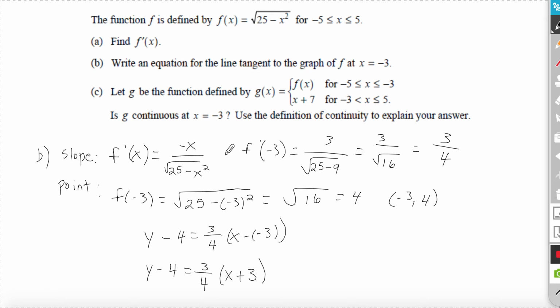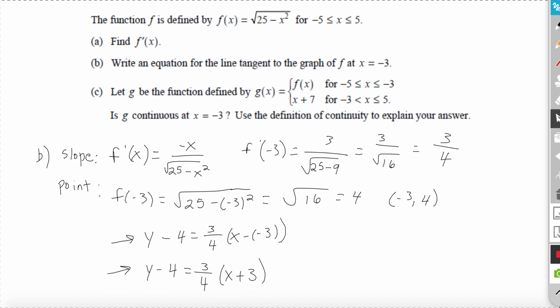All right, you got 1 point for getting the correct derivative at negative 3 here. And you got 1 point for your final answer, either here or here. I guess you go all the way over. If you want to add 4 to the other side, you can also do that. Okay.